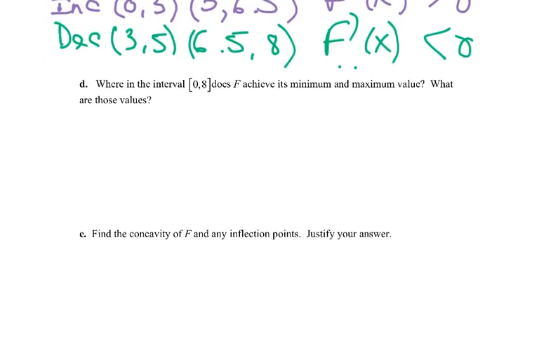Alright, when we're on the interval from 0 to 8, does f achieve a minimum and a maximum? A minimum is when it's decreasing and then increasing. A maximum is when it's increasing and then decreasing. So what are those values? If you look at this, the time when it changes from positive to negative, let's talk about the max, is when x is at 3, and also when x is 6.5.